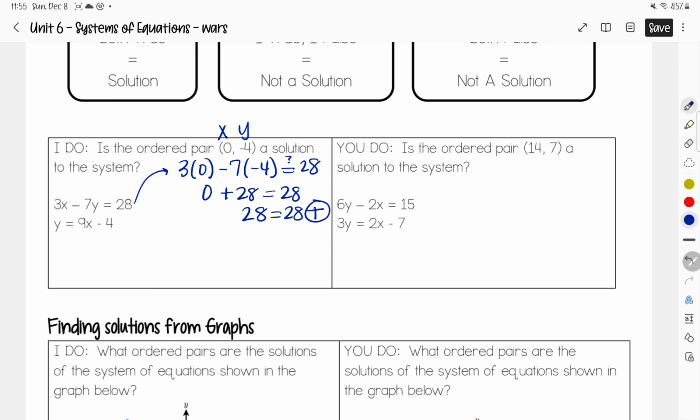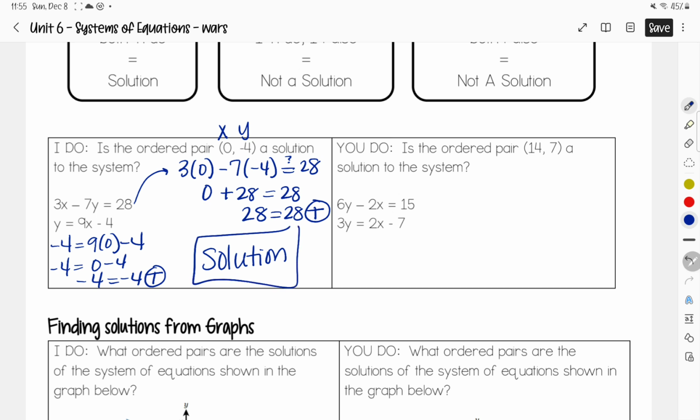Now let's try it with the other equation. So my y is negative 4 equals 9 times 0 minus 4. Negative 4 equals 0 minus 4. So that means negative 4 equals negative 4, which is also true. So this is a solution. So 0, negative 4 is a solution to the system of equations of these two equations that are listed right here.